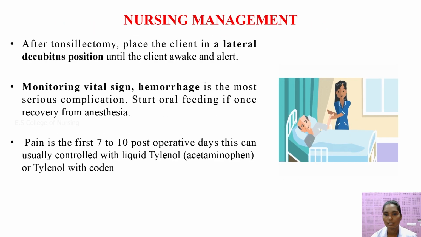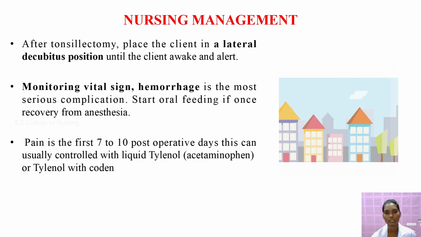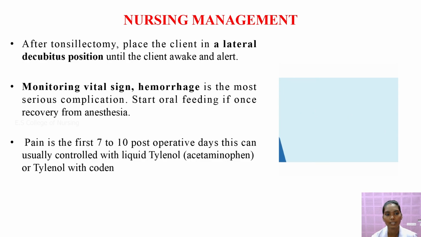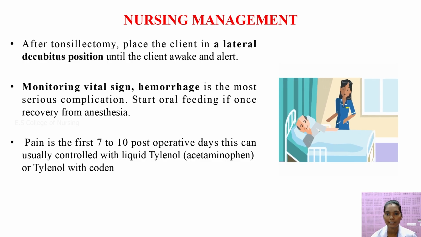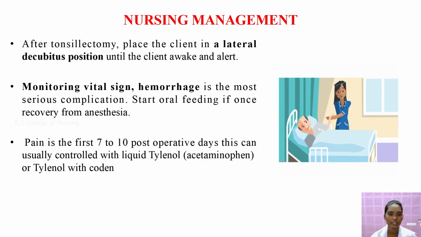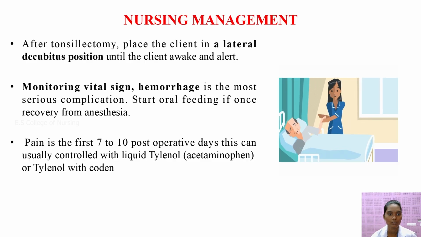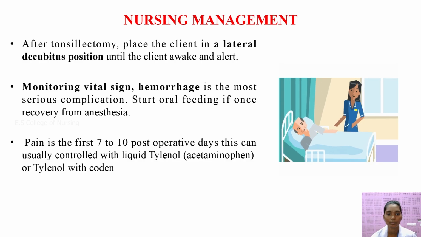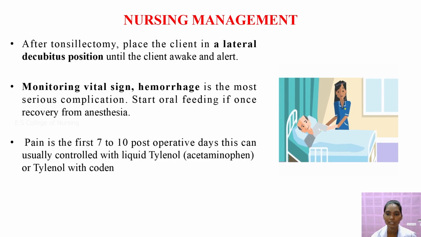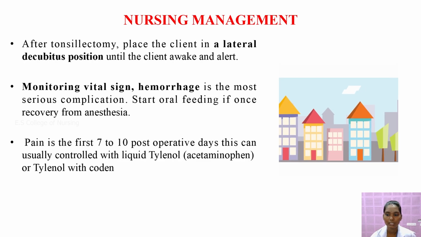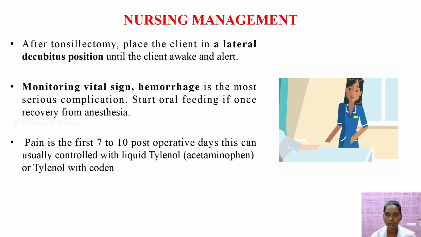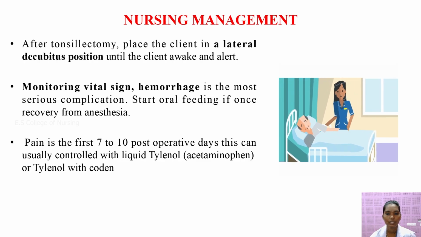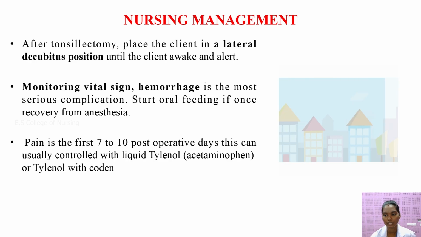Next we'll move on to nursing management. After the tonsillectomy, place the client in a lateral position until the client wakes up and is alert. Monitor the vital signs; hemorrhage is the most serious complication. Start oral feeding once the patient recovers. After the surgery, you should check the patient's surgery site for any bleeding. If the patient has continuous bleeding, immediately inform the concerned physician.